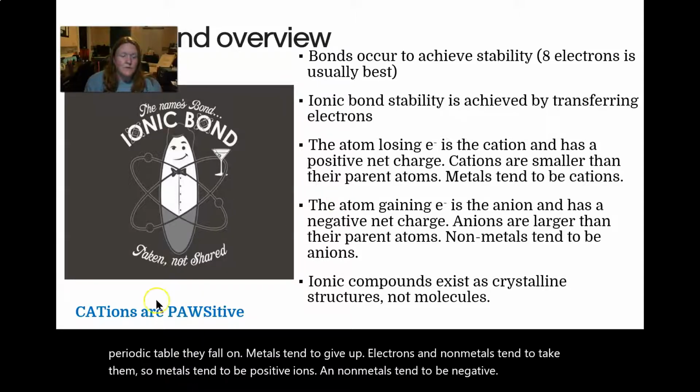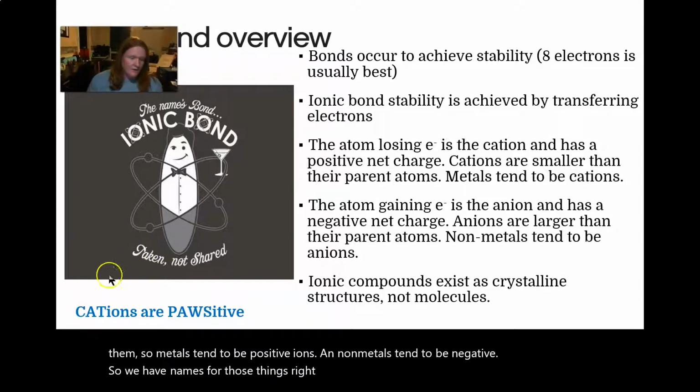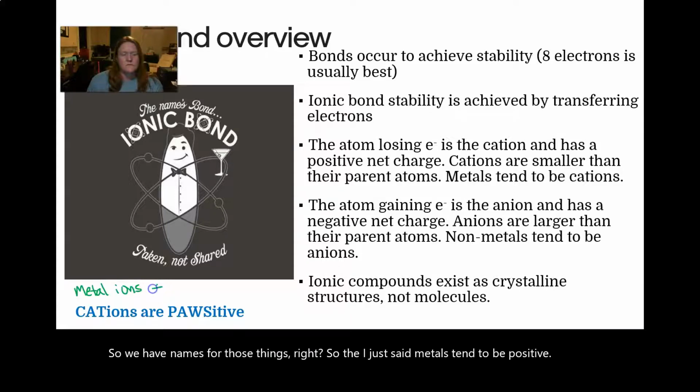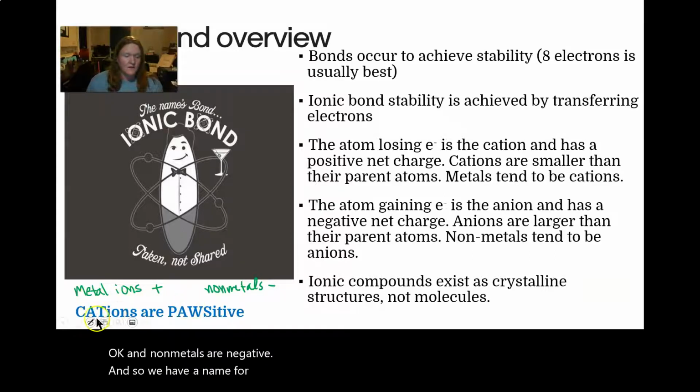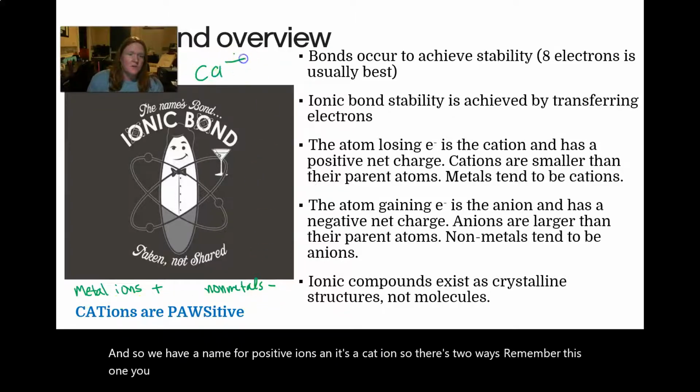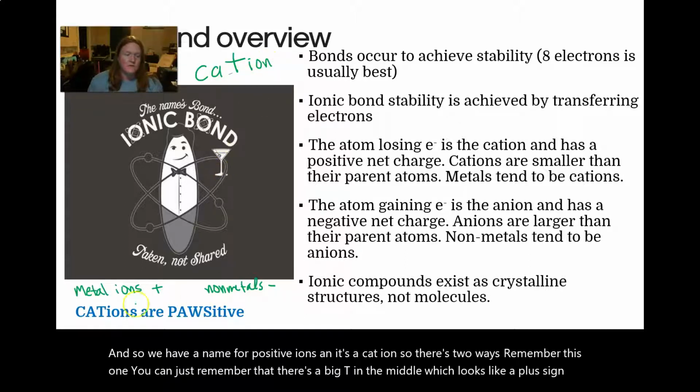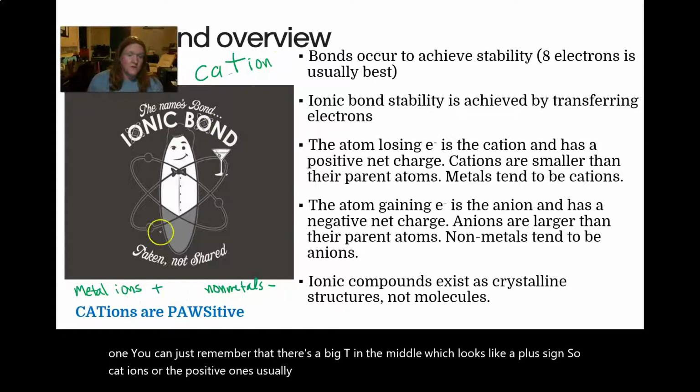So we have names for those things, right? I just said metals tend to be positive, and nonmetals are negative. We have a name for positive ions, and it's a cation. There are 2 ways to remember this one. You can just remember that there's a big T in the middle, which looks like a plus sign. So cations are the positive ones, usually metals, although there are a few other examples too.